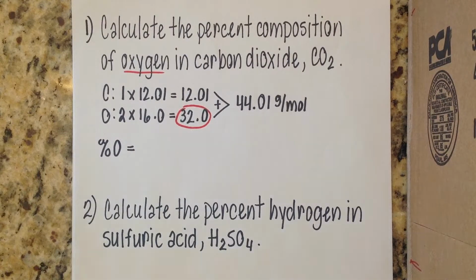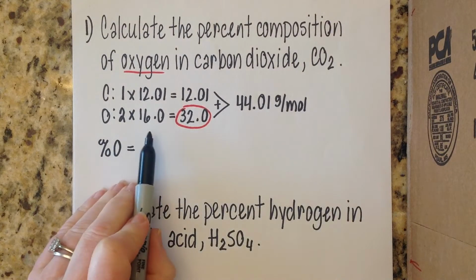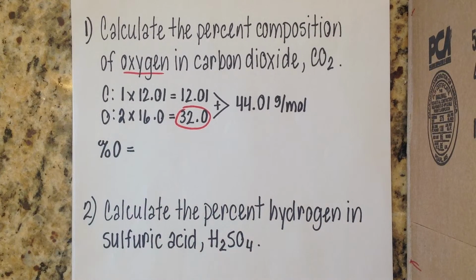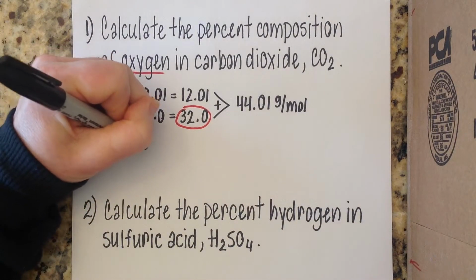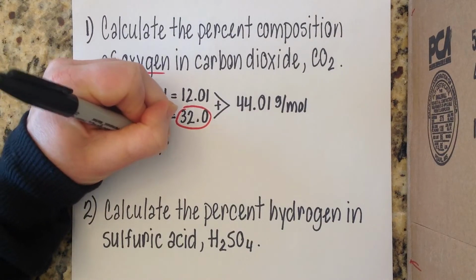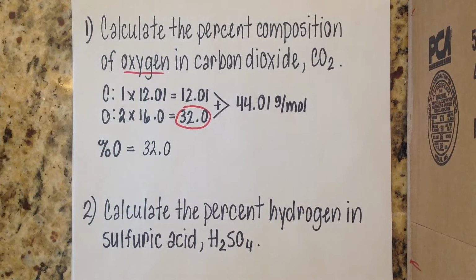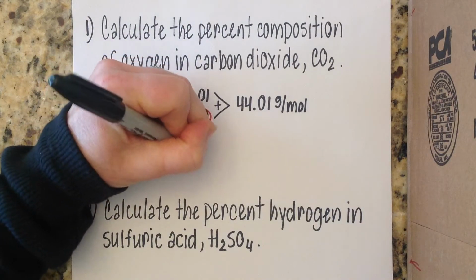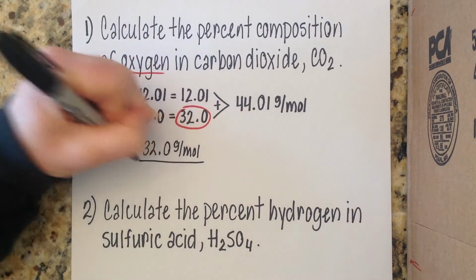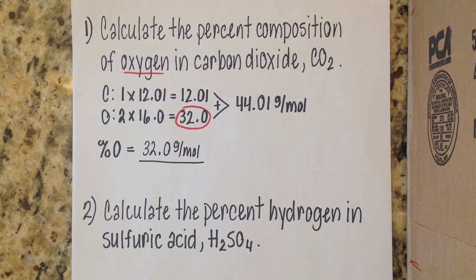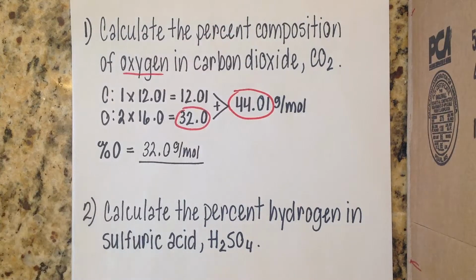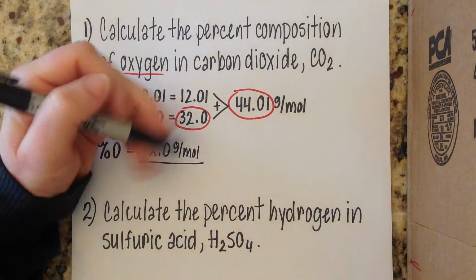That's where you want to be careful. You don't want to pick 16.0. You have 2 of these and you have to account for them both. So the total mass of oxygen is 32.0, and we know that's grams per mole. I'm just going to go and write it down. The OCD in me has to do it. The total mass of the entire molecule is 44.01. That total mass always goes on the bottom.